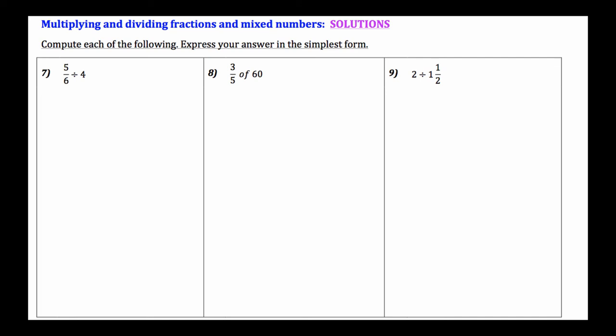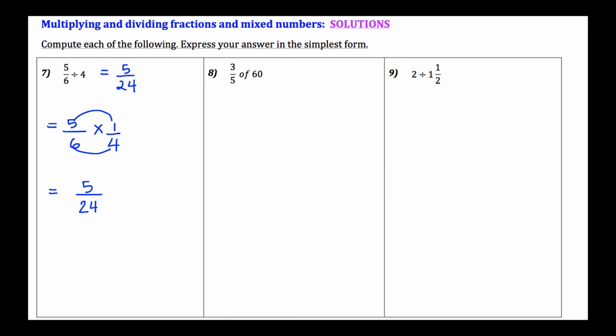So 5/6 divided by 4. Again, we leave the first number the same, which is the dividend. So we leave 5/6 as 5/6. We are multiplying with the reciprocal of 4. So instead of division, we write multiplication, and the reciprocal of 4 is 1/4. And then we simply multiply. 5 times 1 is 5 and 6 times 4 is 24. So 5/6 divided by 4 equals 5/24.